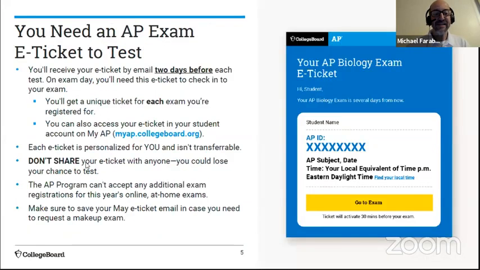On exam day, you will need an e-ticket to test. There's information about that, and again, that will either be accessible to you in your email, but students can also get it by logging in to myap.collegeboard.org.